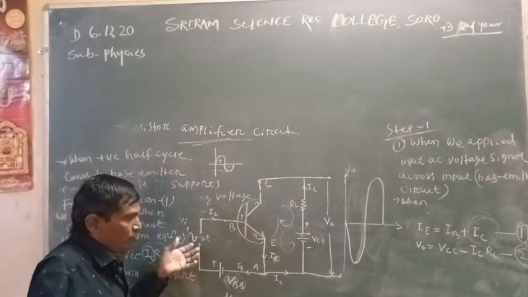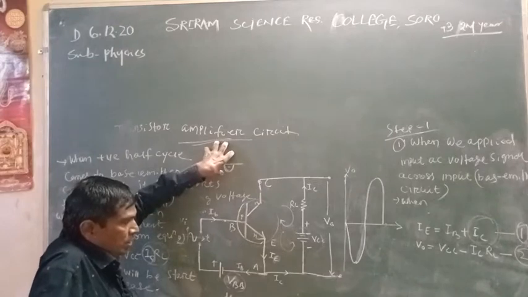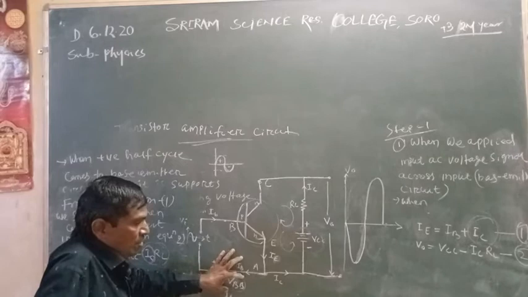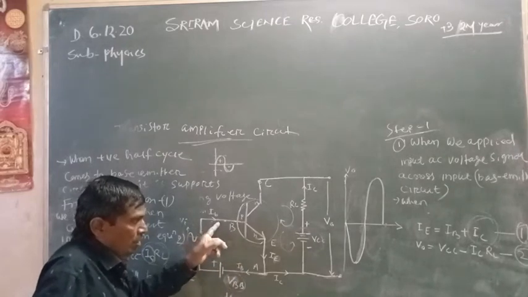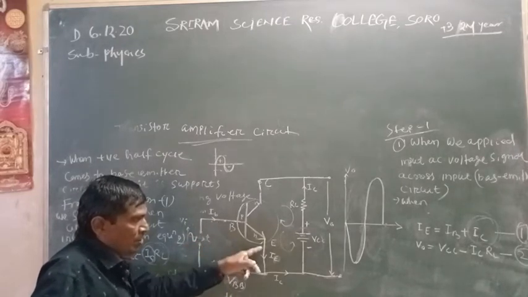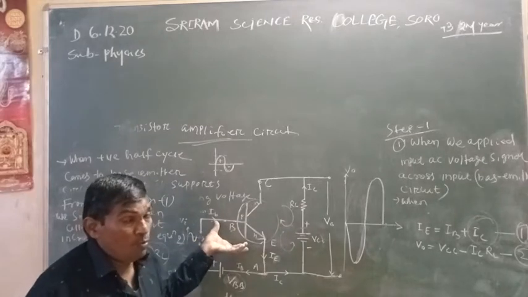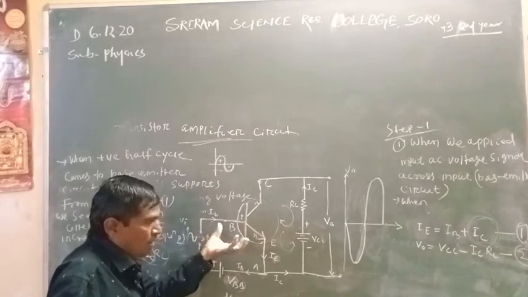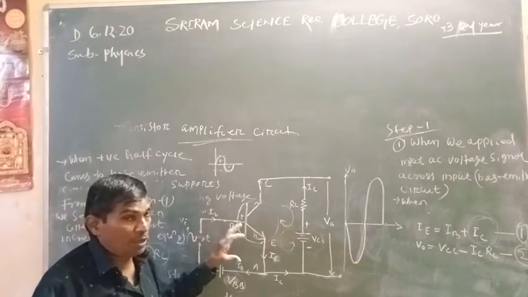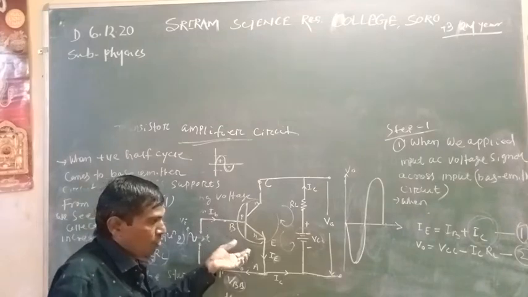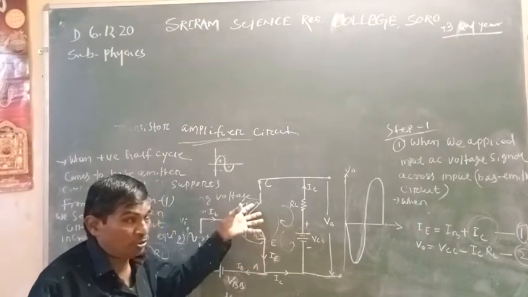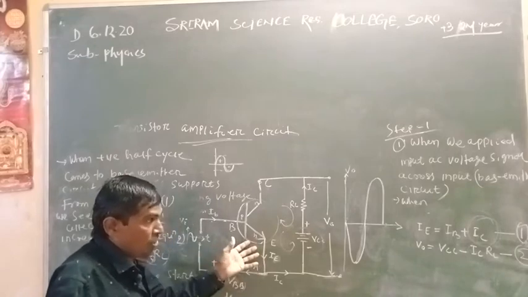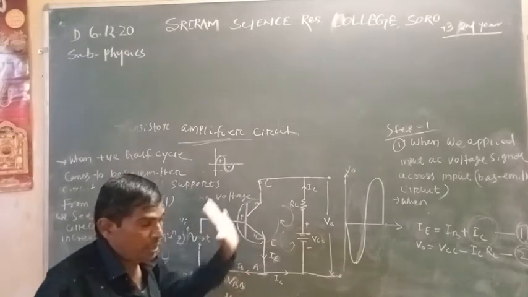When this AC signal voltage, the positive part, supports the VBB, the base emitter battery voltage, the result is that the base emitter junction will be more forward biased. If there is more forward voltage VBE in the junction, then more emitter current will flow in the emitter circuit. Due to this, consequently the collector current also increases.